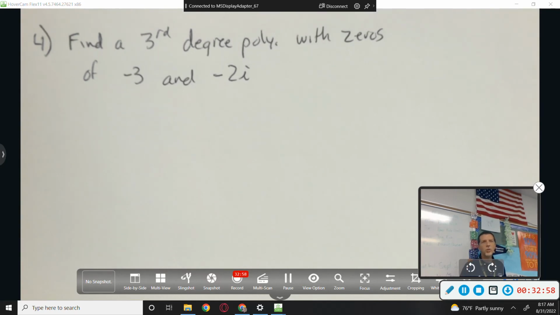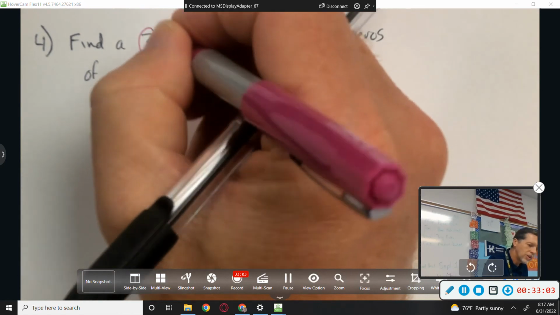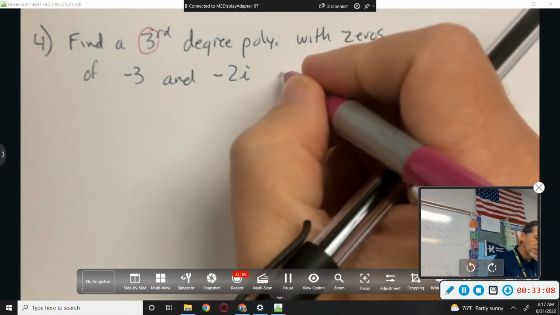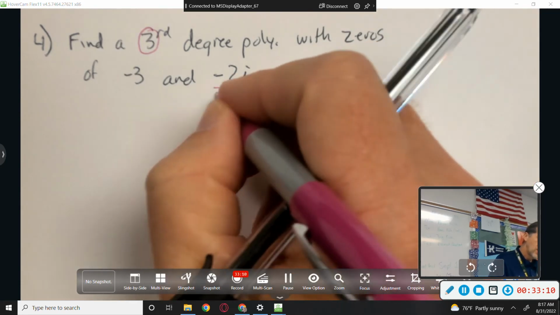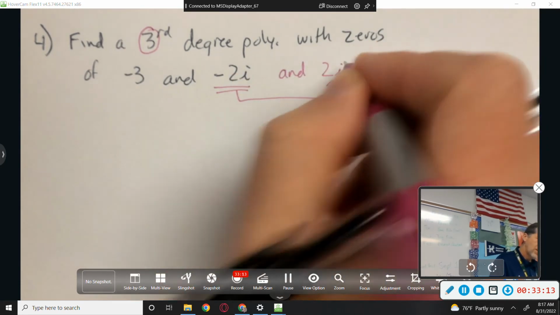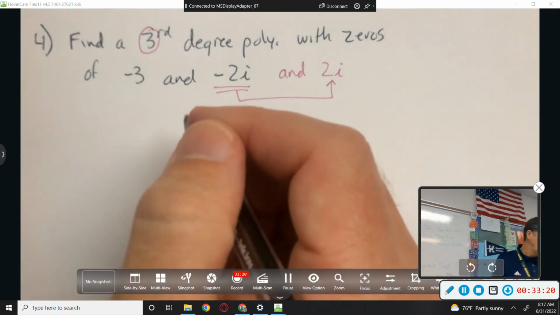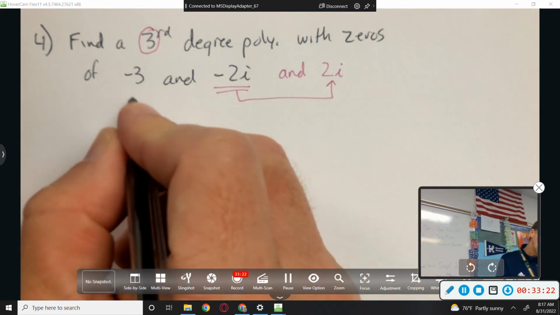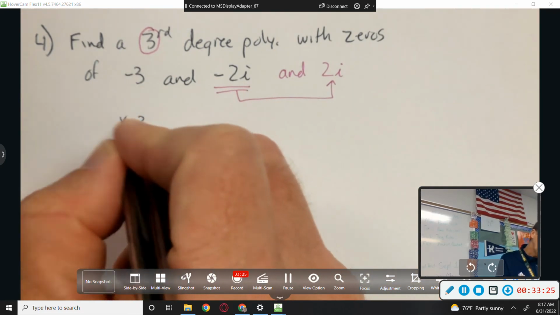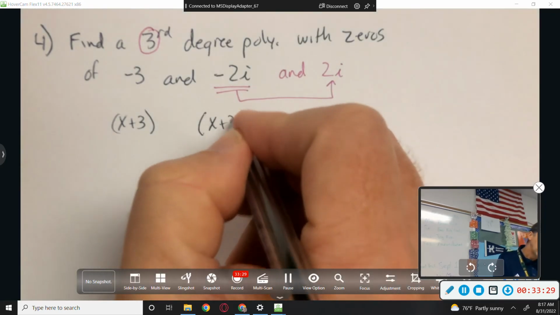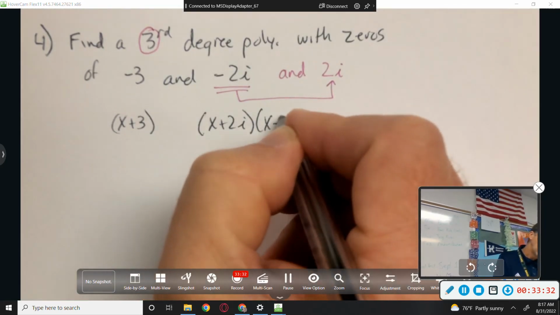Well, again, we're short a 0, right? Third degree suggests 3 zeros. I've got 2 of them. What's my other one? Yes. The partner of -2i would be a positive 2i. So my factors would be x plus 3, x plus 2i, and x minus 2i.